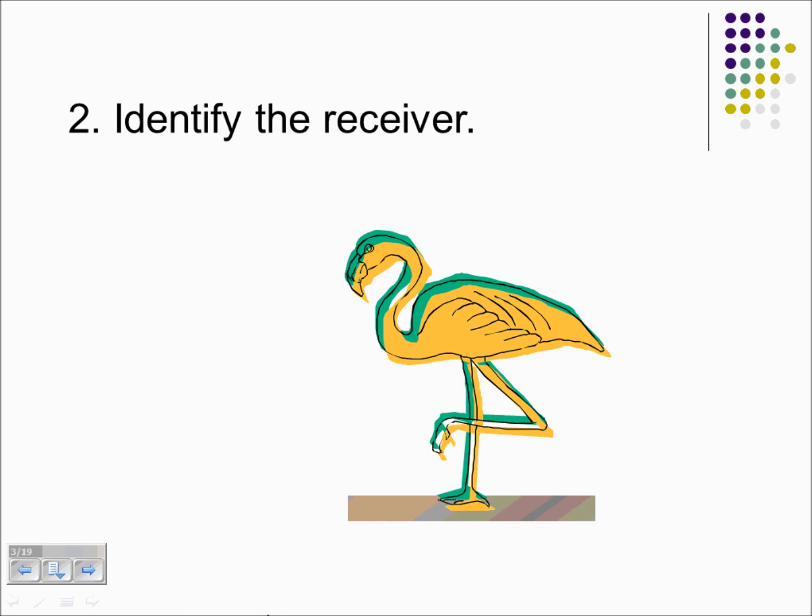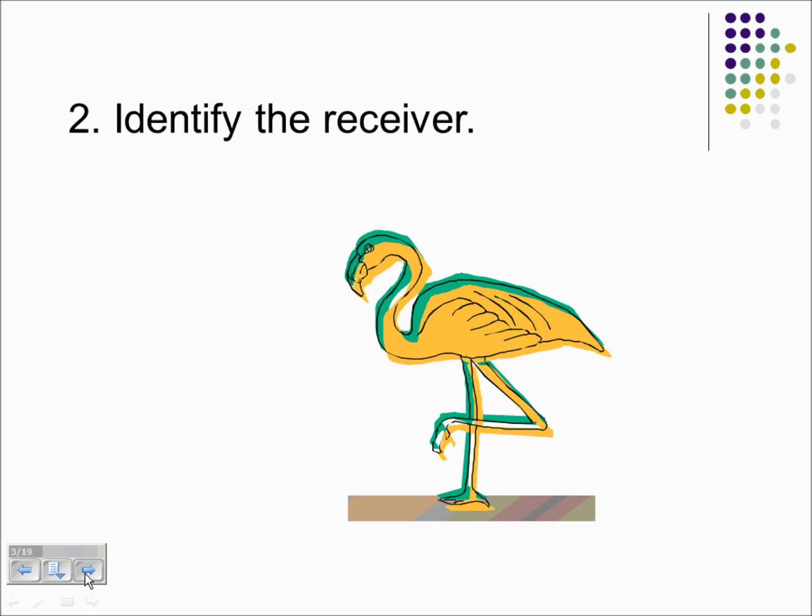Step 2 is to identify the receiver. Now, when you identify the receiver, you want to pick the most obvious example. So for example, the bird. Don't pick a wing, don't pick a feather, don't pick one toe. You're going to pick the entire bird to be your receiver.